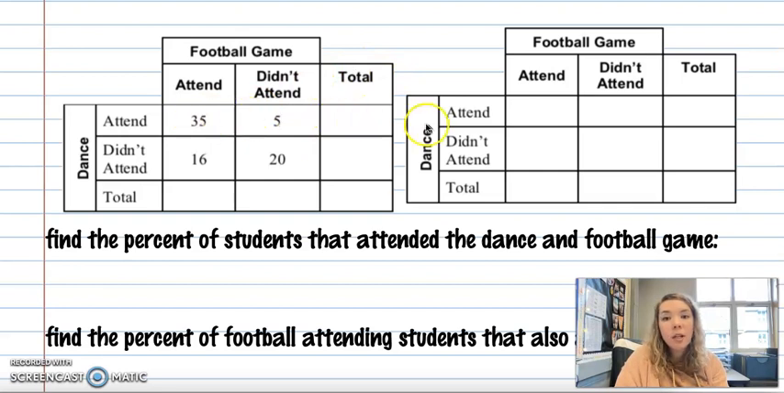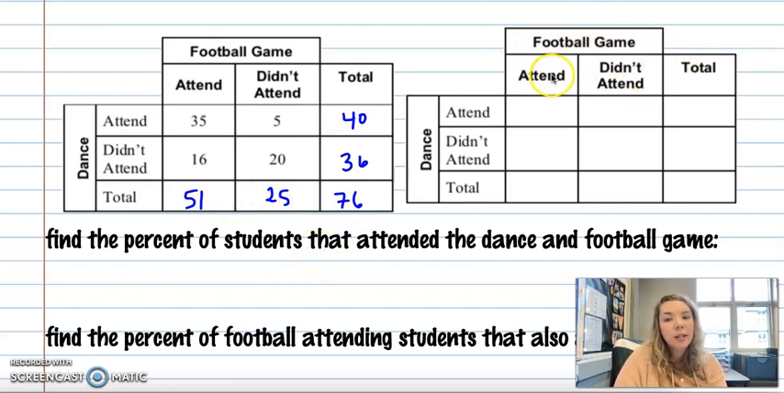For this first one, they just want us to total up. So 35 plus 5 is 40. Here we'd have 36. Here we would have 51 and 25. And again, no matter which way you add, either vertically or horizontally, you should get 76. If they don't agree, you made an addition error somewhere.